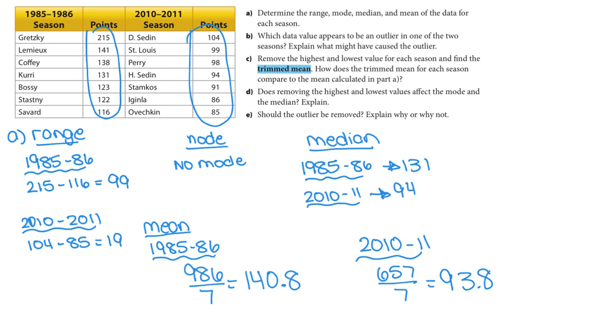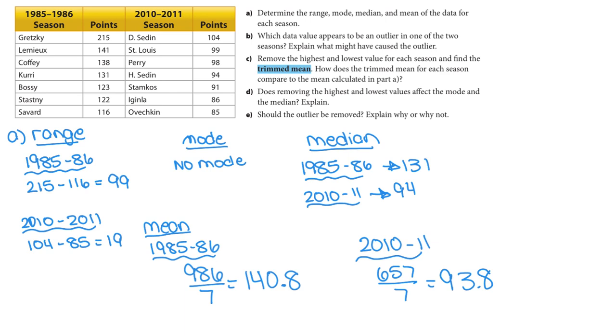Okay? So that's part A. So we found the range, which is just the difference between the upper and lower values in a data set. We said there was no mode because none of the values were repeated. The median is the middle value, and for the first data set, it was 131, and the second data set, it was 94. And the means, we add them up and divide them by 7, which is the number of data in the data set. And we got that the mean for the first season was 140.8, and the second season was 93.8.